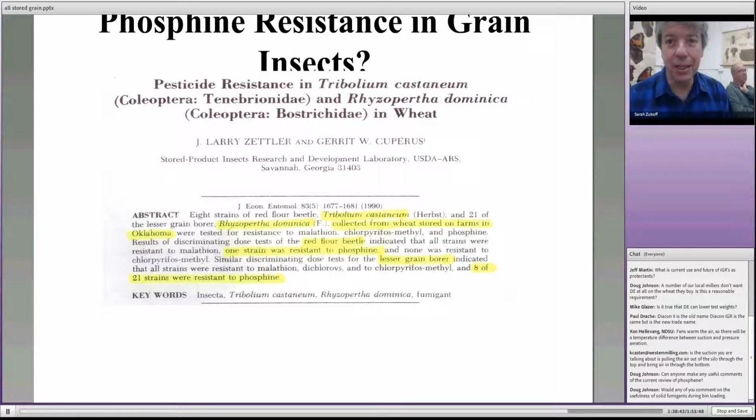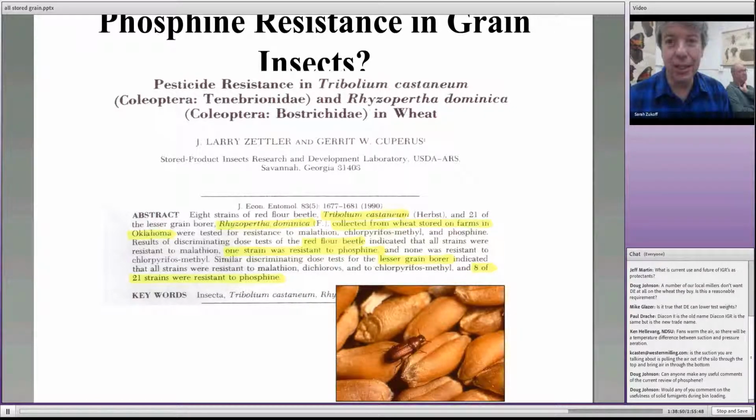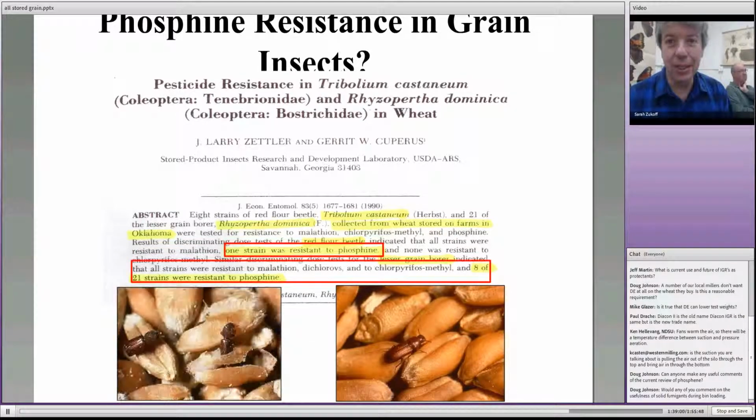The short answer is yes, and my colleagues Larry Zettler and Garrett Kupras proved this 25 years ago when they went out and sampled populations of the red flour beetle, and they found that 1 out of 8 of the populations they sampled in Oklahoma were resistant to phosphine. And in the case of the lesser grain borer, they found that all strains were resistant, 8 out of 21, all of them resistant to malathion, dichlorvos, and Reldan. Sorry to use a trade name. But 8 out of 21 at that point in the late 1980s, before they wrote this paper, were resistant to phosphine.